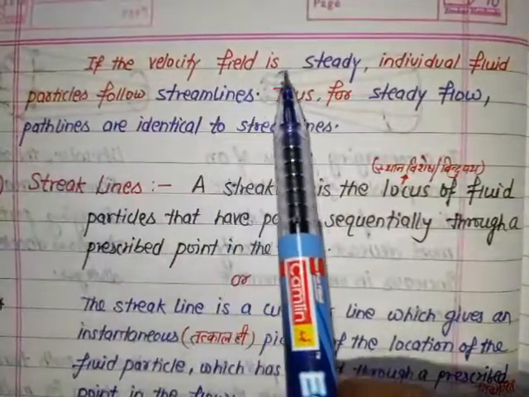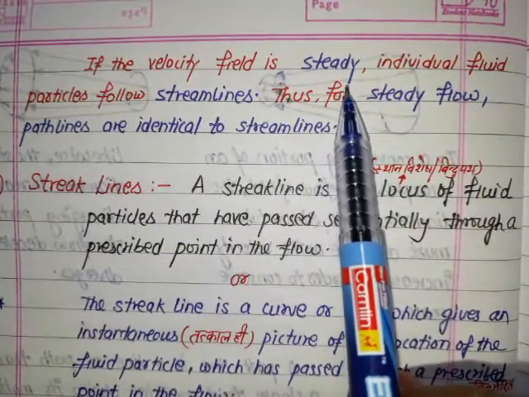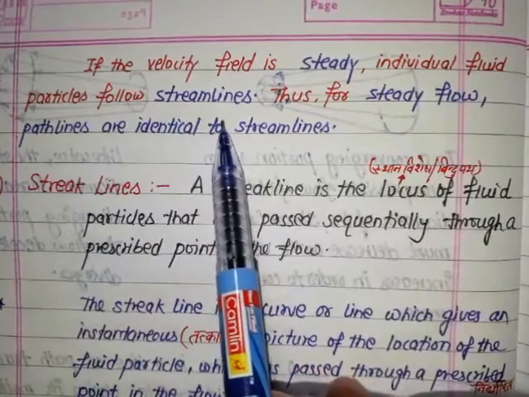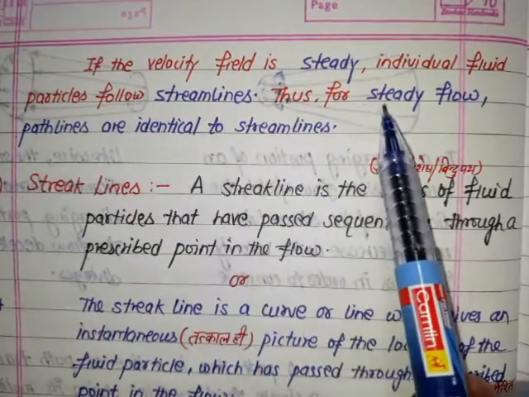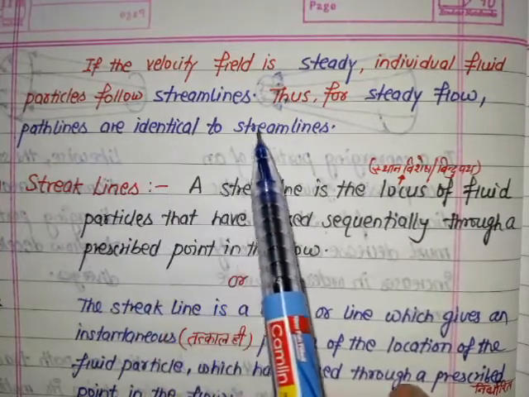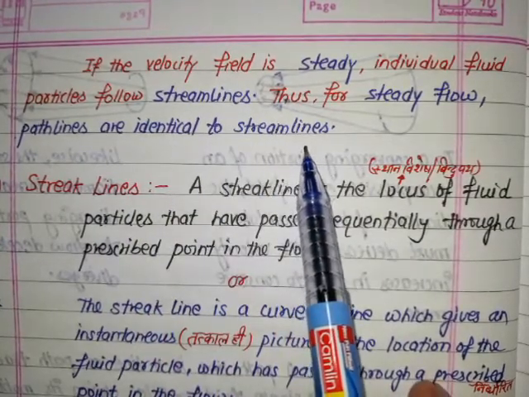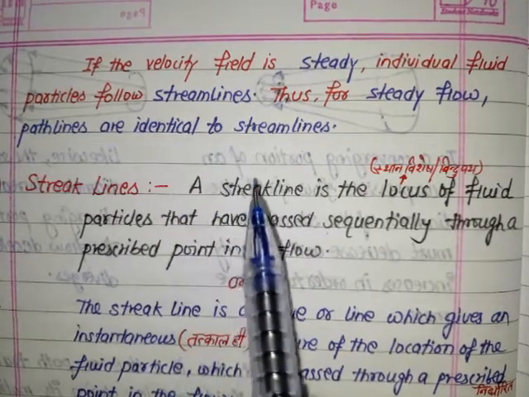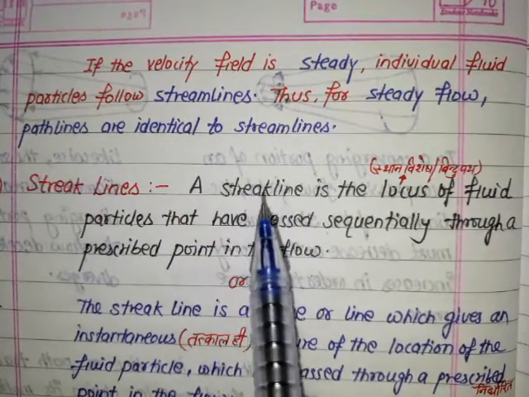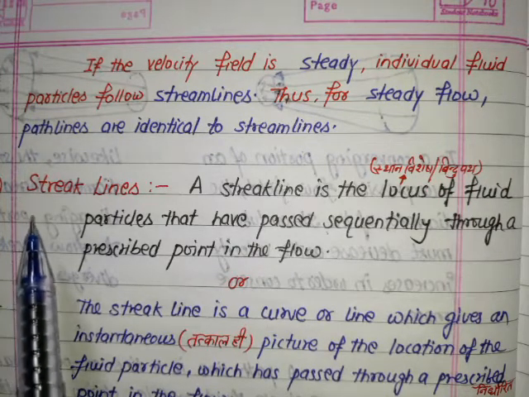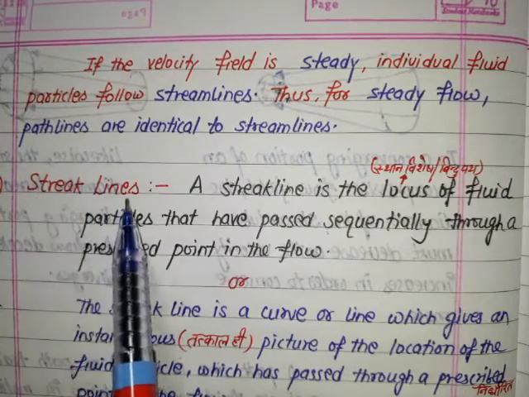If the velocity field is steady, individual fluid particles follow streamlines. Thus, for steady flow, path lines are identical to streamlines. But if the flow is unsteady, then the pattern of streamlines may or may not remain the same at the next instant. And last among the flow lines is the streak line.